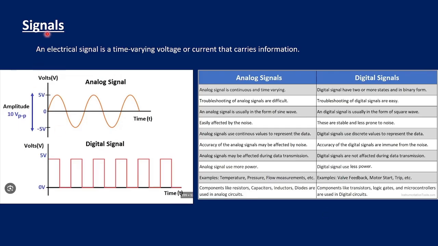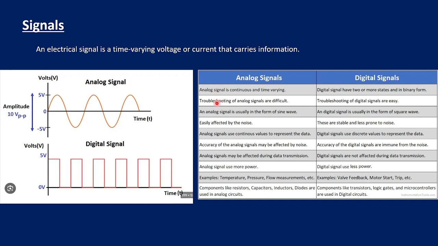Okay, if we consider signals, we actually want to manipulate electrical signals here. An electrical signal is a time-varying voltage or current that carries information. There are two types of signals. One is called an analog signal, which varies continuously with time. The other is called a digital signal, which is discrete. It is not continuous. It can take only stepwise values, either 0 or 5. These signals are not continuous. Okay, these are the differences between analog and digital.